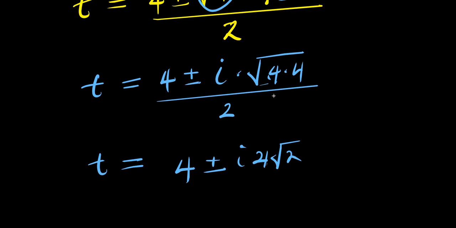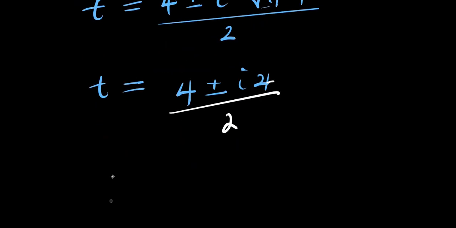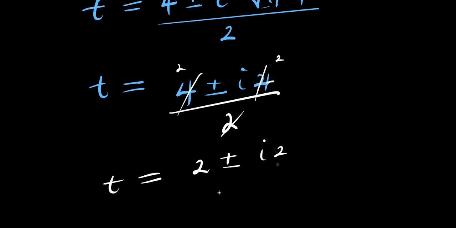The square root of 4 is 2. The square root of 4 is 2. 2 times 2 is 4. So there's nothing like root 3 again. All right. So we have this divided by 2. So from here, we are going to have t equals: divide this, this is 2. Divide this, this is 2. So we are going to have 2 plus or minus i times 2.